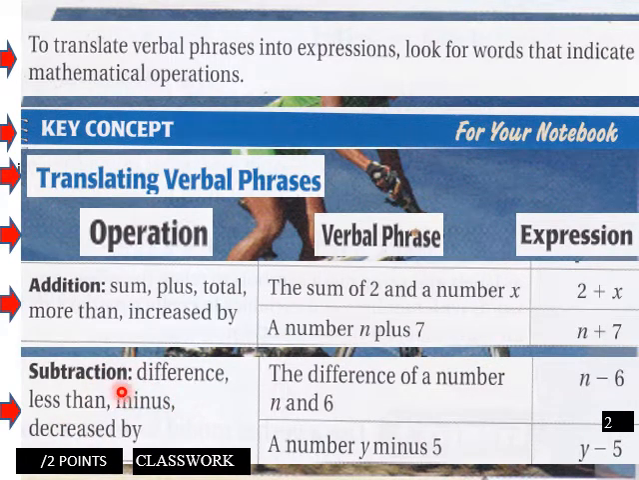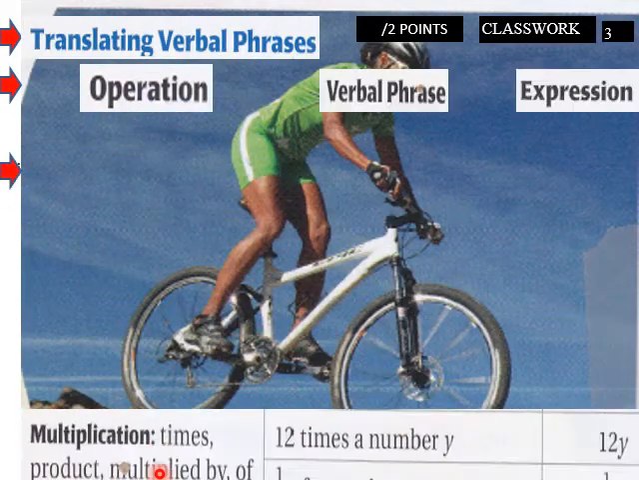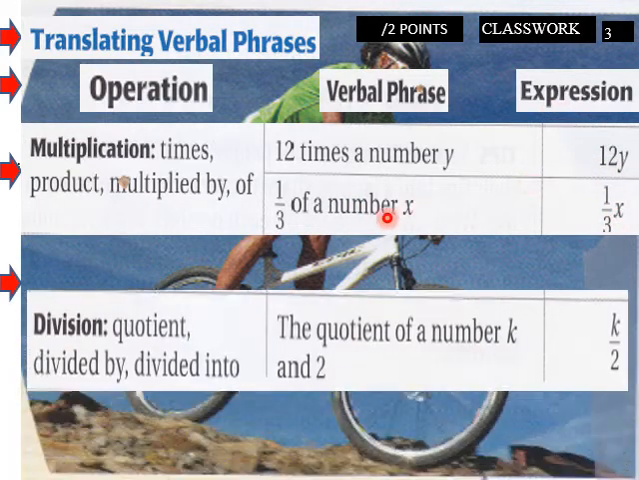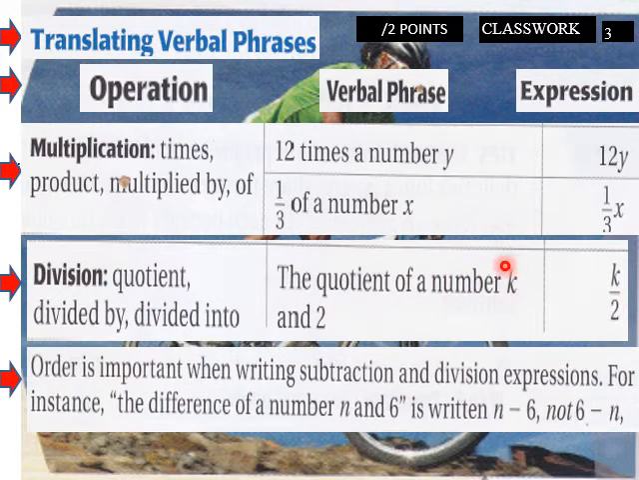And subtraction would be difference, less than, minus, decreased by. Difference of a number and a number y minus 5. Here would be the mathematical expression. And then translating verbal phrases: multiplication would be times, product, multiplied by, of. So multiplication would be indicated by these words: 12 times 1/3 of a number, 12y, 1/3 x. That would be the mathematical expression. And then division: quotient, divided by, divided into. Quotient of a number k and 2, then k and 2 there.